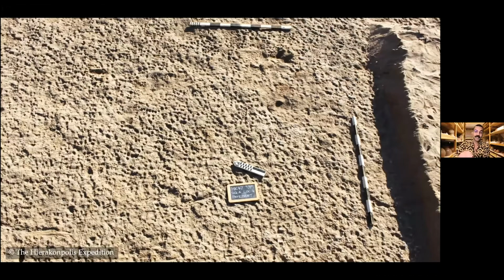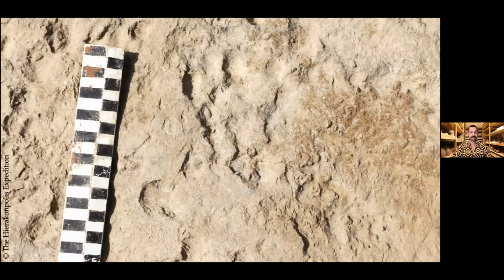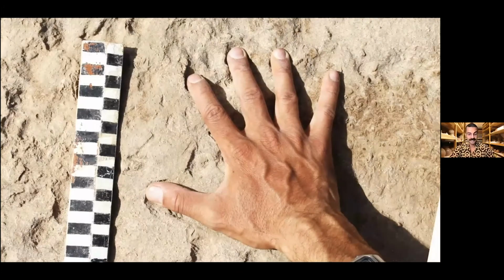And if you don't believe me, we'll zoom in a little bit further again. So right now, this probably looks like a mess of dimples and depressions on some mud, but if I do this, you can see that actually it is a handprint that's about the same size as my own. And there were handprints and fingerprints all over the surface of this mud.